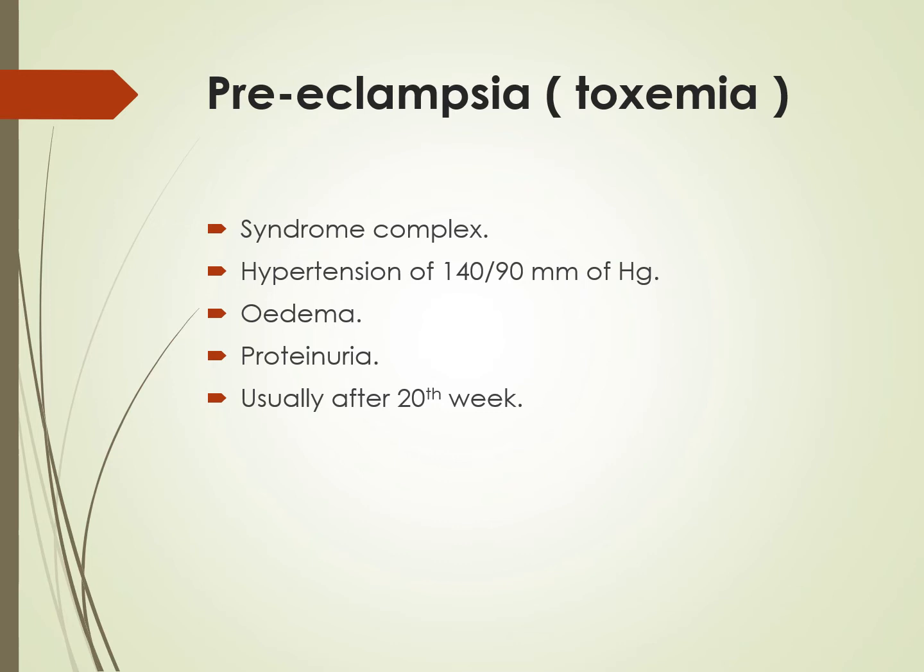So toxemia of pregnancy has three symptoms together: high blood pressure of 140/90 or maybe more than that, edema or swelling, and proteinuria or presence of protein in the urine. Usually a healthy person would have no protein in the urine. So when these three symptoms come together, it is called a syndrome, and that syndrome is toxemia. And usually this toxemia of pregnancy, preeclampsia, is seen after 20 weeks of pregnancy. So it's not very early. After around 20 weeks of pregnancy, this toxemia may develop.